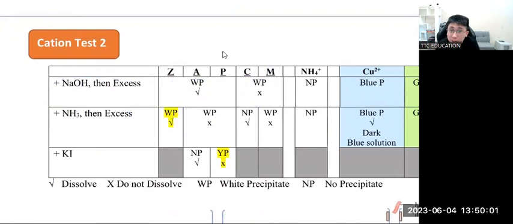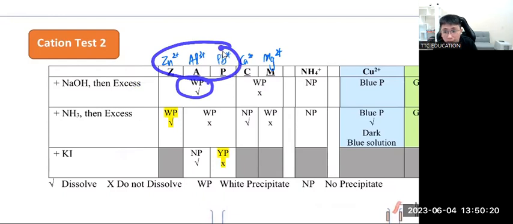So what does ZAPCM actually stand for? It stands for Zn2+, Al3+, Pb2+, Ca2+, and Mg2+. The method of using this table is to go step by step, because you see step 1 gives you WP with a tick, which represents ZAP. Then WP with a cross represents Ca and Mg.